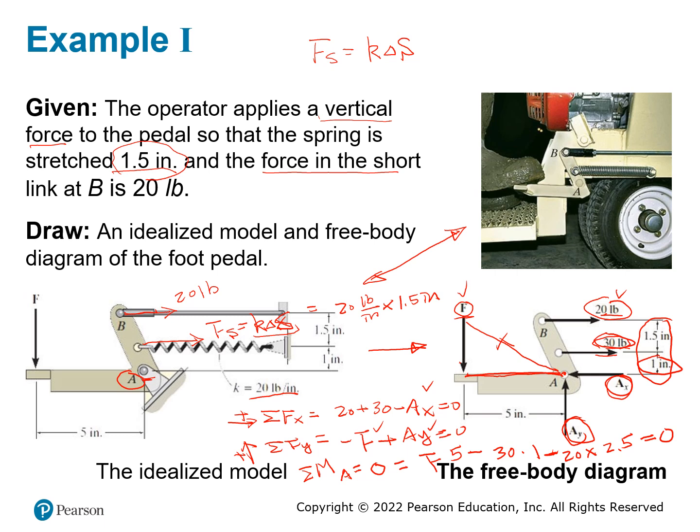At this moment, you can solve for F directly using this equation. Once you find F, you put F back into here. You have 2 equations, 2 unknowns, Ax and Ay. You can solve this problem.